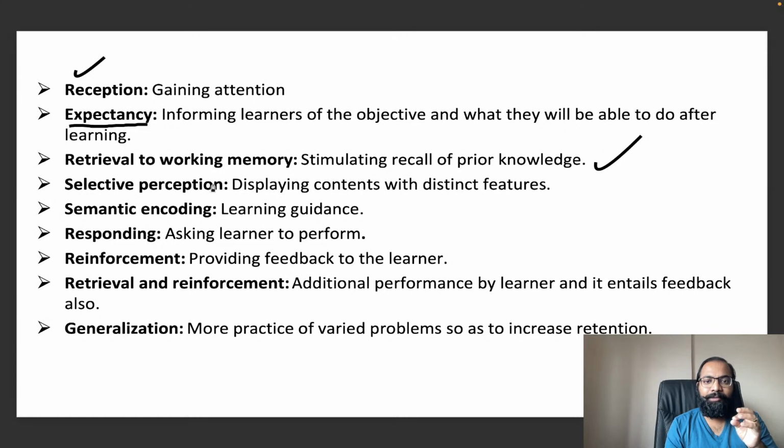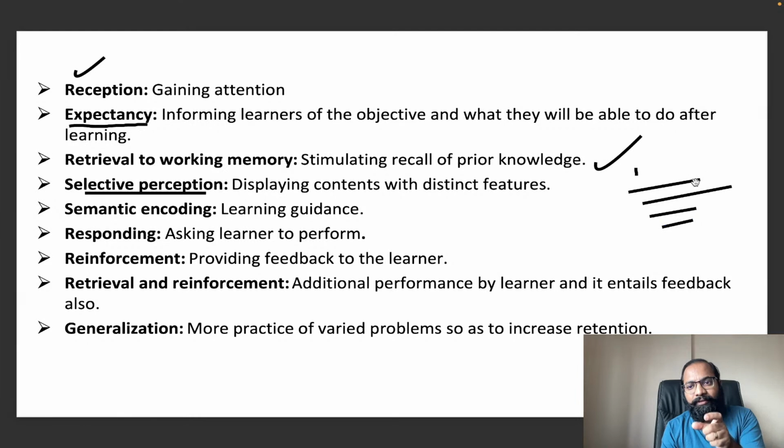Next, selective perception means displaying the contents with distinct features. What is the meaning of selective perception? If some one topic is there, in that topic some different subcontents are there: the first subcontent, the second, the third, and the fourth. What are the different features of each and every content? You have to display them. Understand? For example, what are the features of the first content? What are the features of the second content? You have to display them.